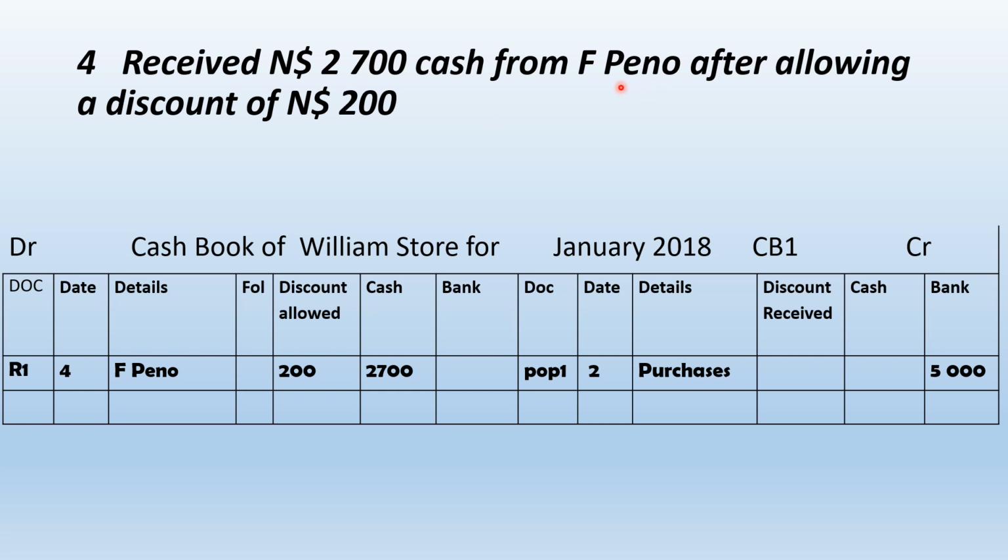So in the essence where it's not clear why the money is coming in, then we must write where the money is coming from. So the money is coming from F Peno, and then he paid us by cash. So it's stated here by cash, so that's why we put the amount in cash here. And then the discount allowed, we allowed him a discount of 200.